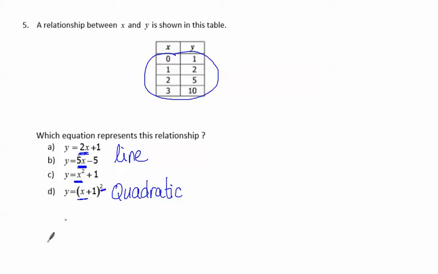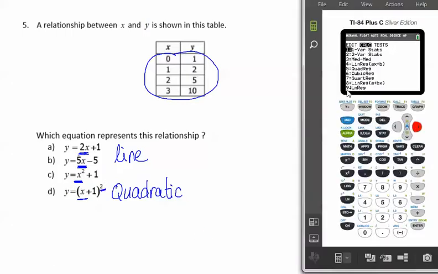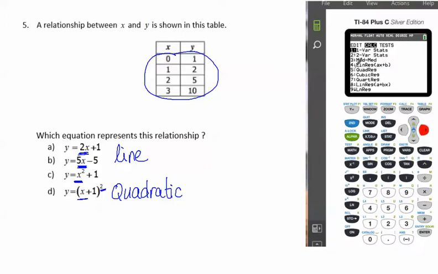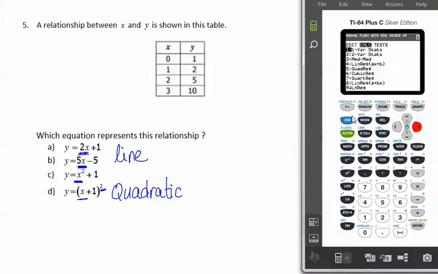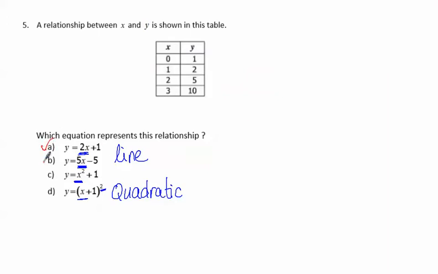So when we go to our calculator, how do we know whether we need to pick the fourth option down, which is for lines, or if we need to pick the fifth option down, which is for quadratics? How do we know which one to pick? Well, when that happens, that's when you go to your y equals and you type in each one of these options and check their table of values to see which one has a table of values that matches exactly what was given.